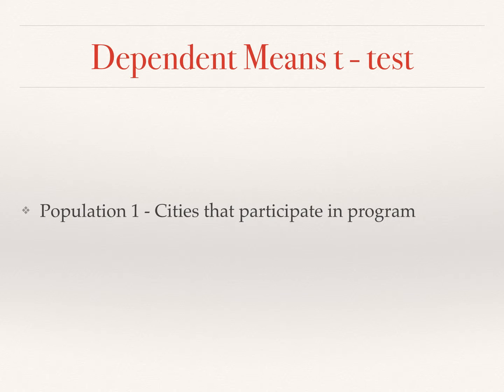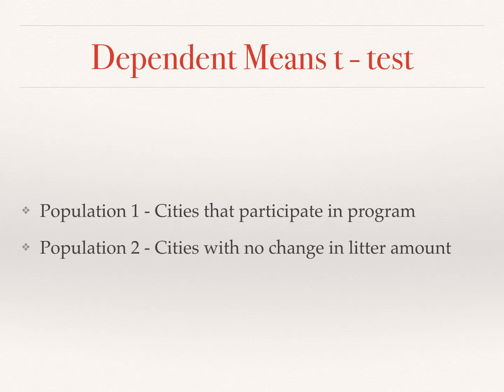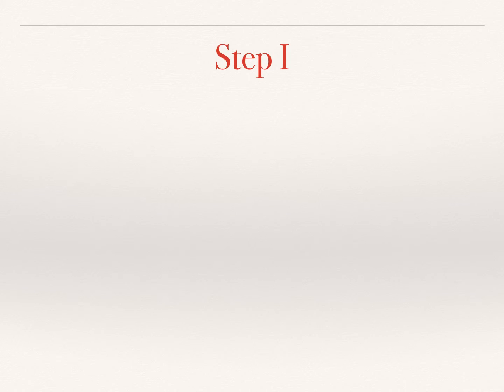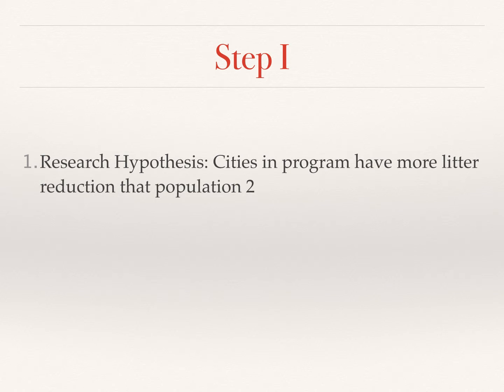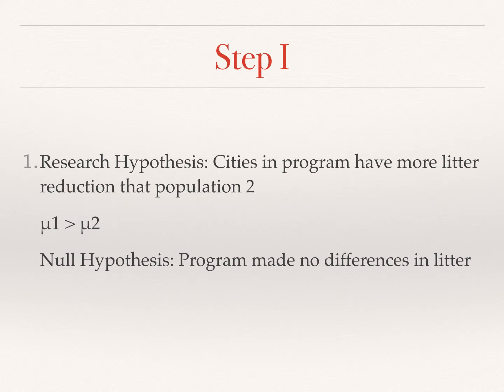So again, population 1 is the cities that participate in the program, and population 2 is cities that have no change in litter amounts. Our research hypothesis is that cities in the program will have more litter reduction than in population 2. So we'll have more reduction in litter in the participating cities than in cities that don't. Our null hypothesis is that the program made no difference in litter. There was no decrease in the amount of litter. So we're going to say that these two things are equal. And again, we are talking about litter reduction.